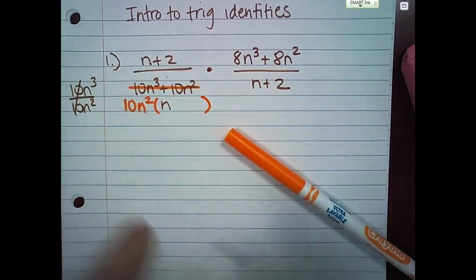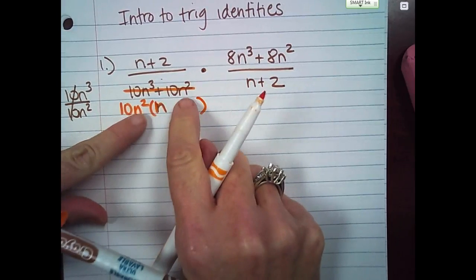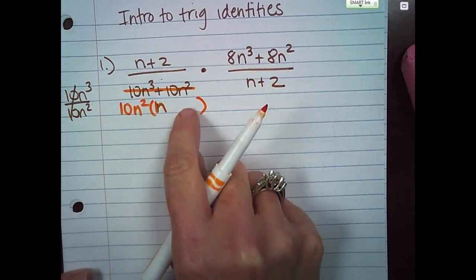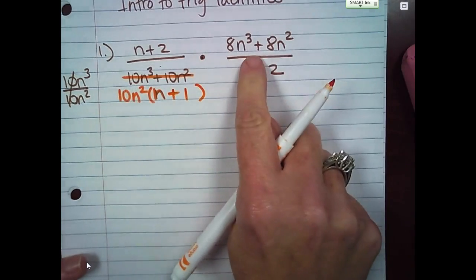Now go to the next one. Here, the 10's are going to cancel, and the n squareds are going to cancel. They're exactly the same, so what do you put there? N plus 1. Excellent. Now go to the top up here.